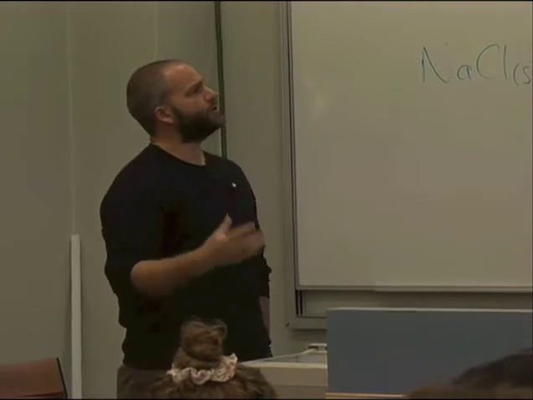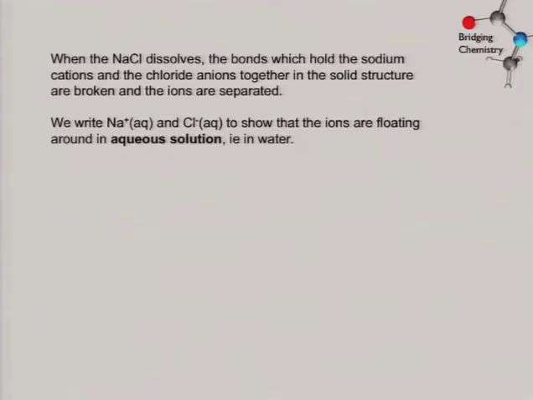So the ions are separated, and we write Na+ and Cl- with the aq after it to show that the ions are floating around in aqueous solution. So the ions are swimming in the water. They're not reacting with it. They're swimming in the water like fish.